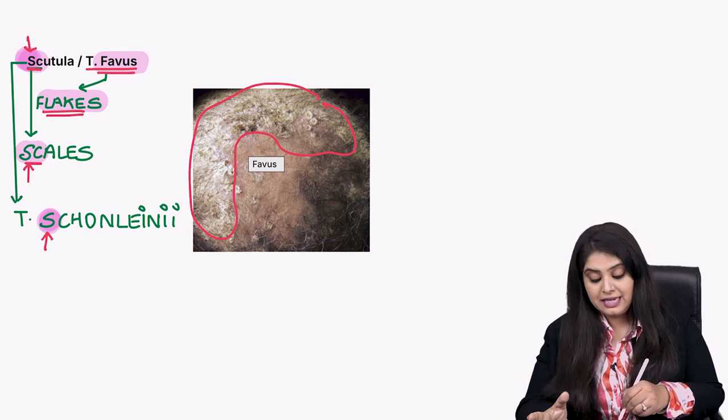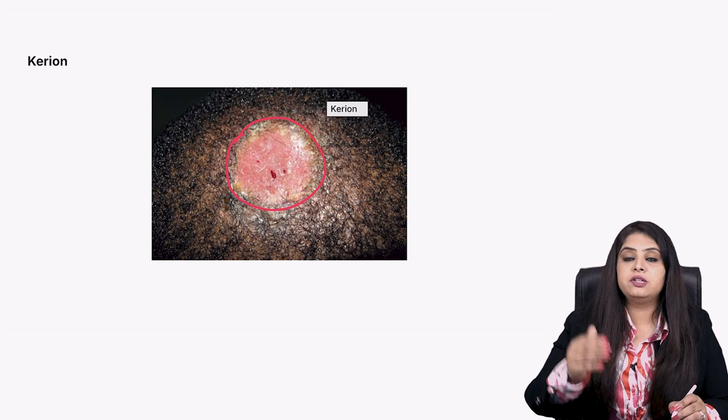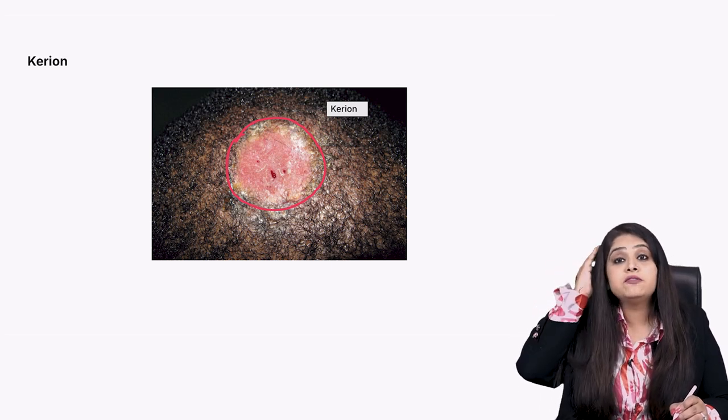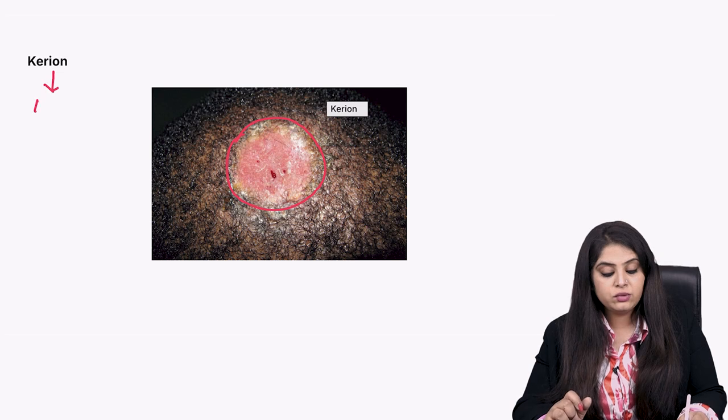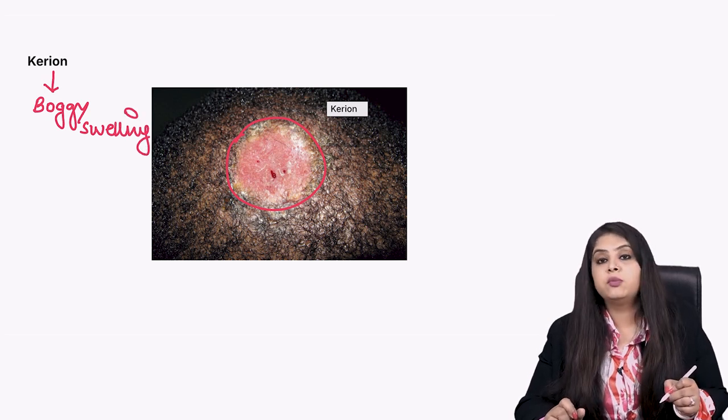Trichophyton schoenleinii. Now when this converts into, if you touch this, of course this is a 2D picture you're seeing, but if you touch it, it looks like a water balloon, it feels like a water balloon. That is known as kerion, and that is a boggy swelling, and this is a very famous previous year question, what does this boggy swelling cause?